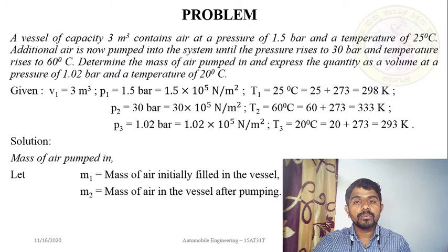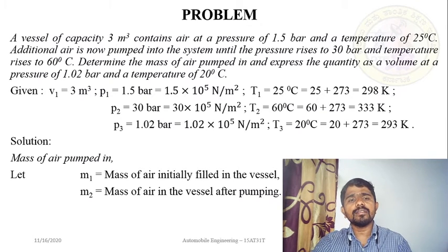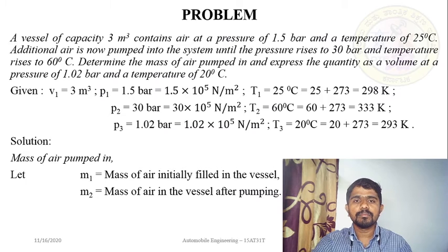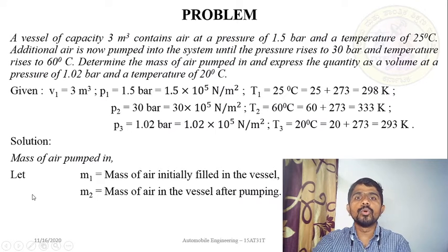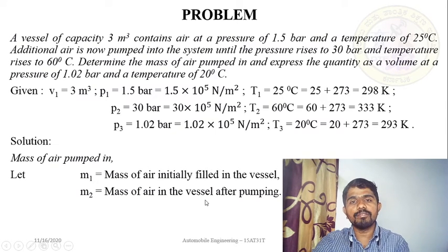M2. What is M2? M2 is the mass of air in the vessel after pumping, or you can say the final mass of the air in the vessel after pumping. See, don't confuse here. You had some amount of the gas inside the vessel already, but we don't know the value. So we have considered it as M1. Some amount M of the gas has been added into the system. To M1 we have added some amount of the gas M, and it becomes M2. M2 is the mass of the air in the vessel after pumping.